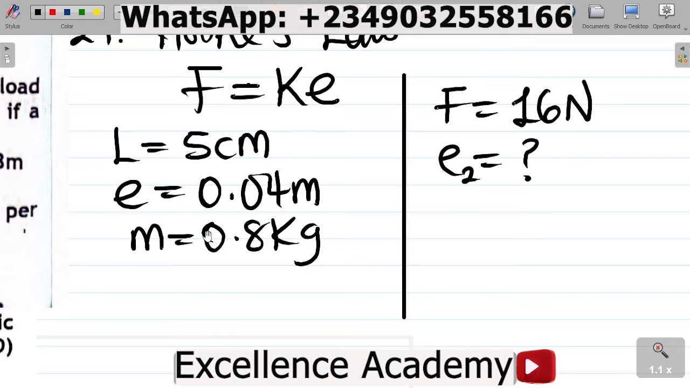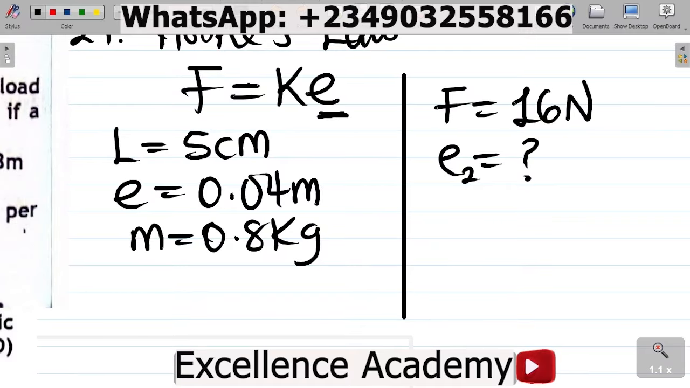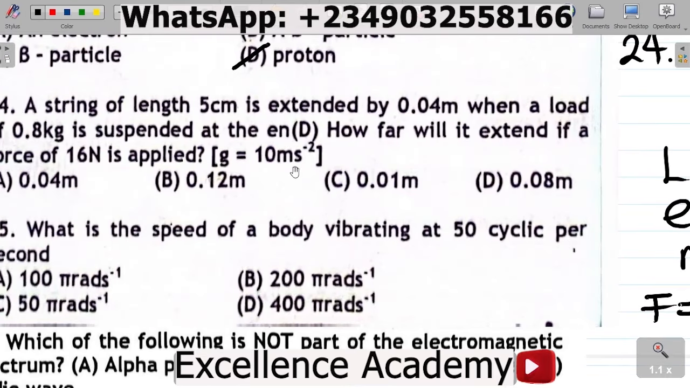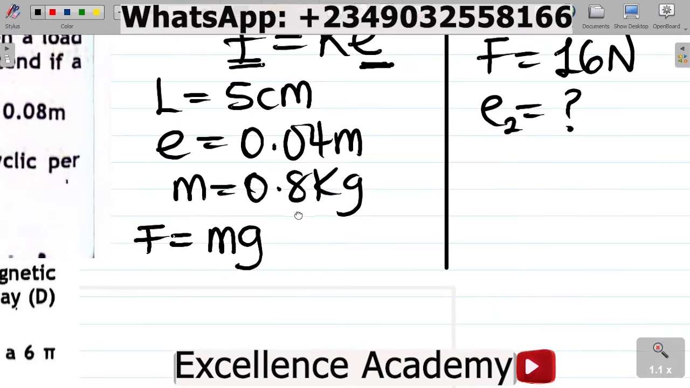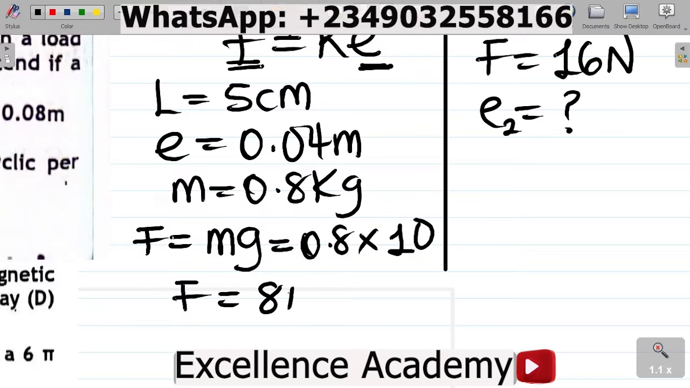In this first part, you have the value for extension. Technically, you have the value for force because we can get force by saying force is equal to what there? Mass times gravity. You now see why you are given the value of gravity here, right? So let's get the force in this first part. Force is equal to mass 0.8 times gravity, which you're asked to use 10, not 9.8. So F is equal to 0.8 times 10 gives you 8 Newton.